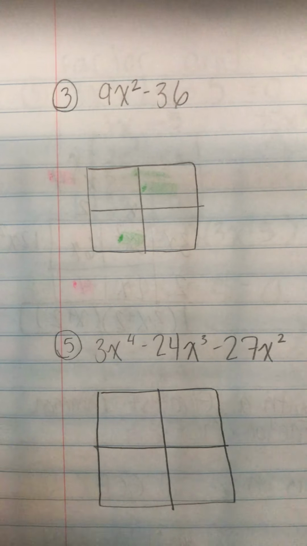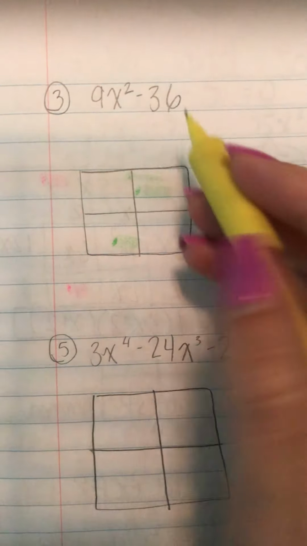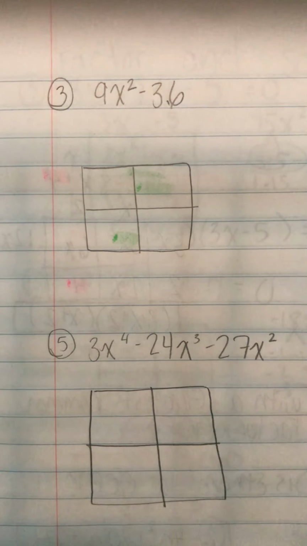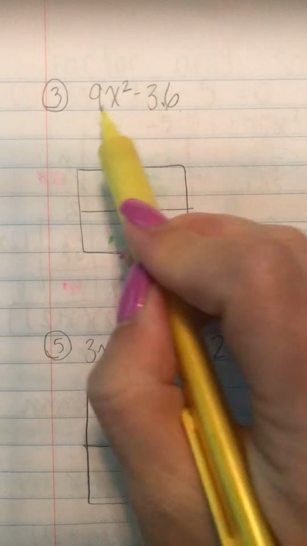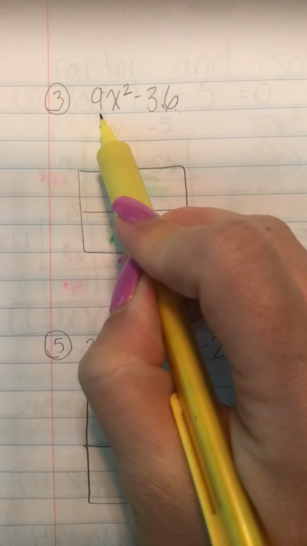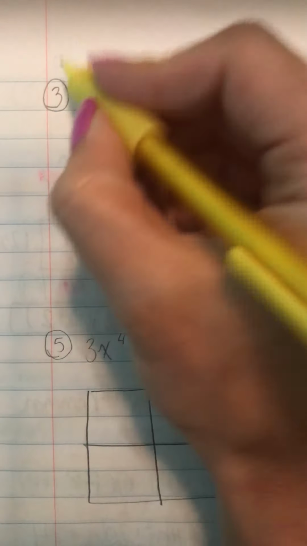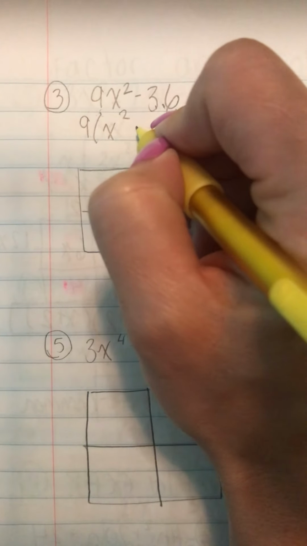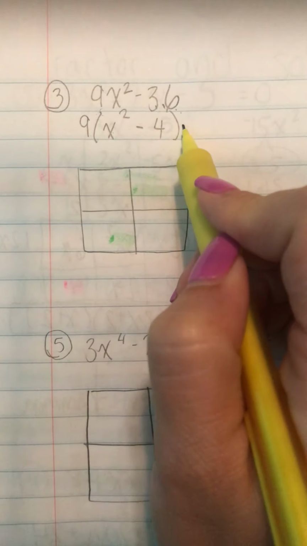Okay, 6 more. All right, number 3. Now, 2 terms here, so we can do this a couple of different ways. We're going to do it by the greatest common factor way to start. So what do these guys have in common? Well, if 9 is the biggest number that goes into this term, can 9 go into 36? Yes, it can. 4 times.